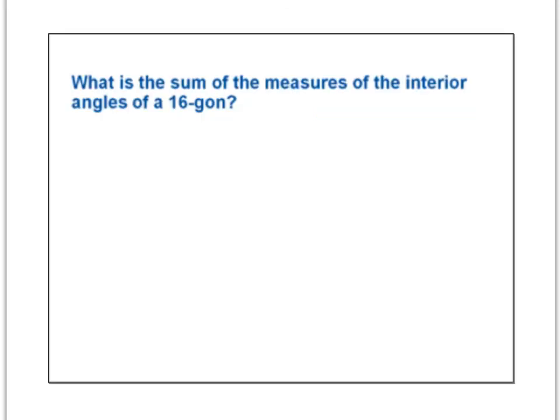Great, please pause the video and try this last example. So what is the sum of the measures of the interior angles of a 16-gon? For this, you're going to use the formula n minus 2 times 180. So if we have a 16-gon, we do 16 minus 2 times 180, which is 14 times 180. And 14 times 180 is 2,520 degrees. So that is what all of the angles added together in a 16-gon would add up to.